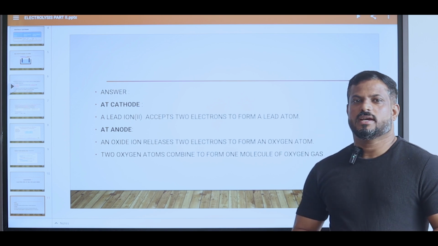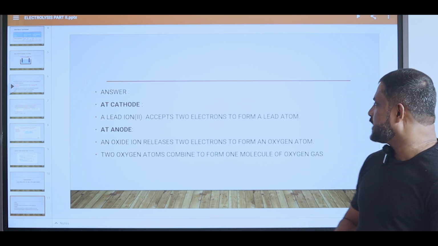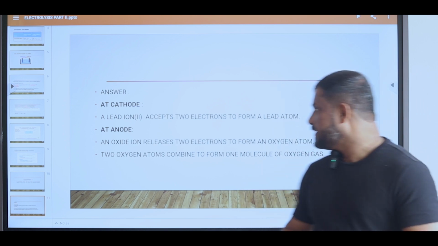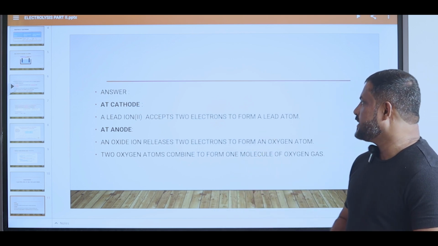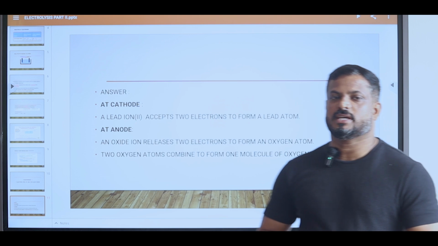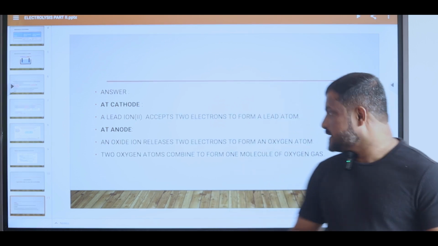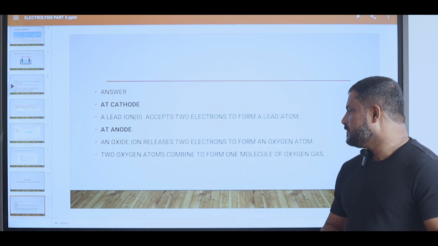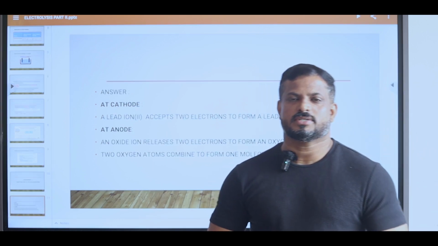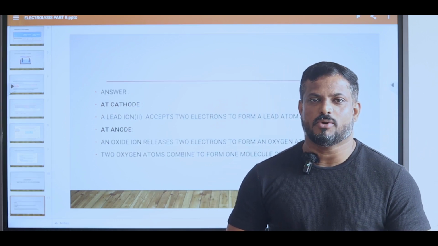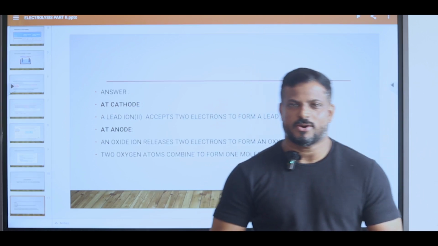At the cathode, lead ion accepts 2 electrons to form a lead atom. At the anode, an oxide ion releases 2 electrons to form an oxygen atom. 2 oxygen atoms combine together to form 1 molecule of oxygen gas. That's all about electrolysis of molten binary compounds.